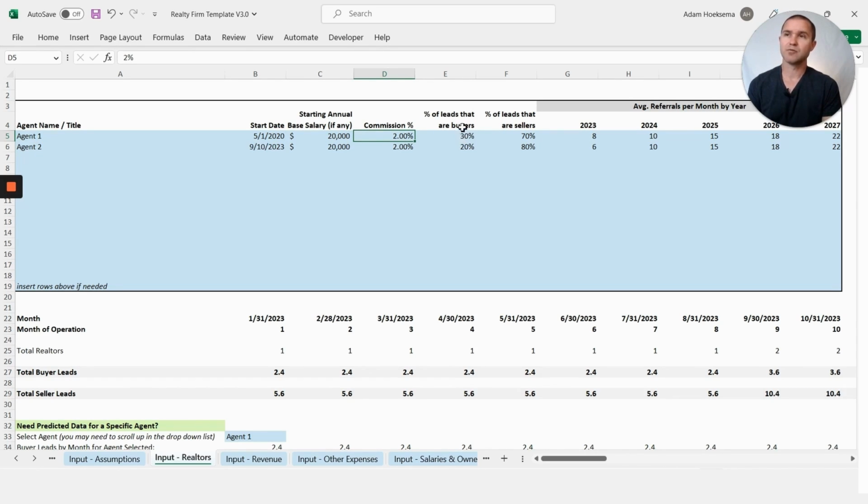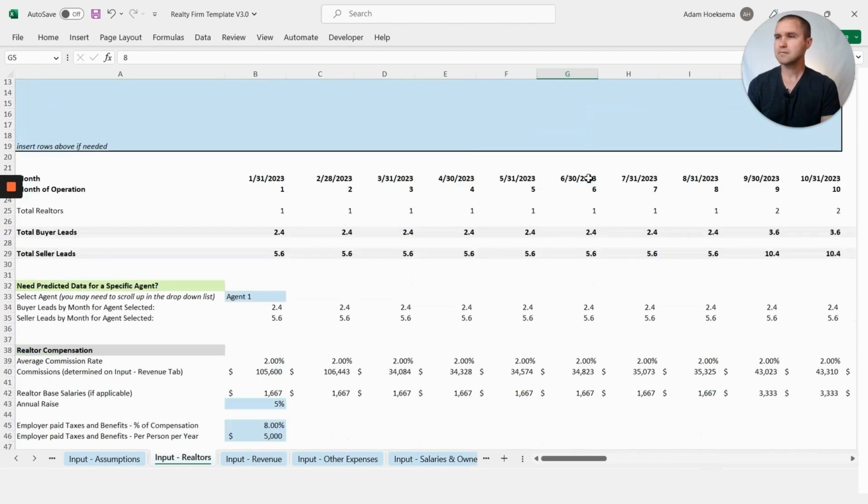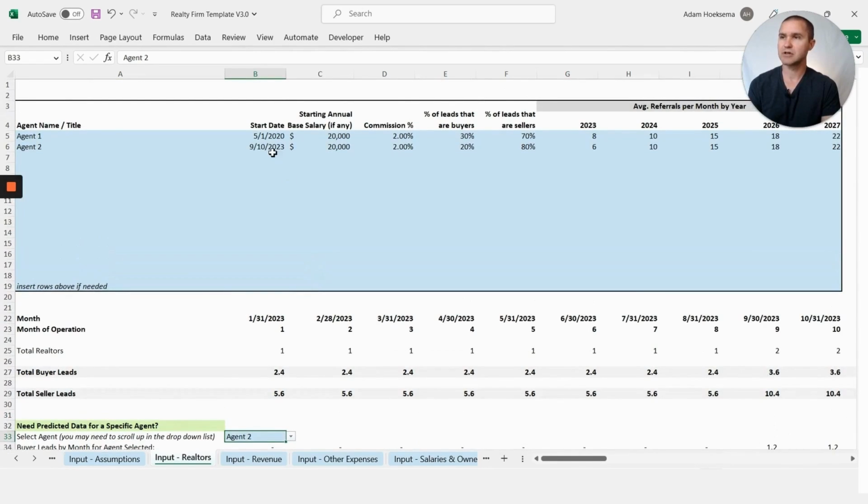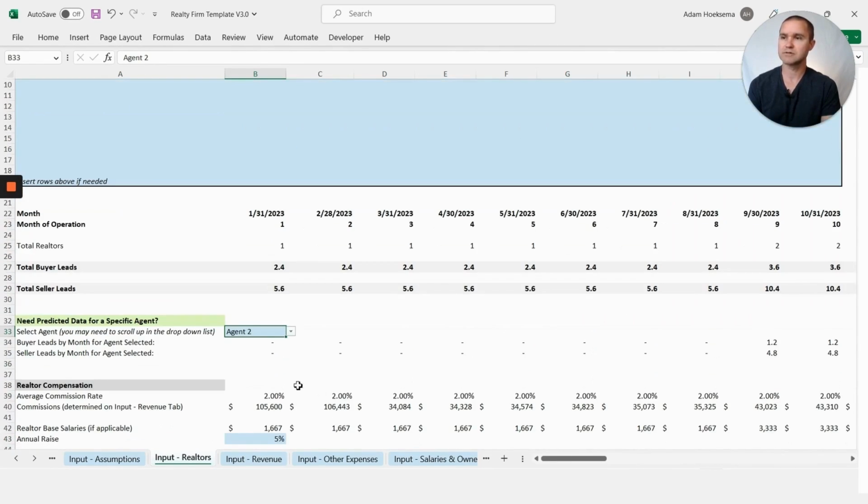And then we also have a breakdown of what percentage of the leads that the agent is getting are buyers versus sellers. And then we can put in the number of referrals per month by year for each agent. So this is how many referrals or leads they are getting each month. Then this will give you that breakdown of the total buyer leads and the total seller leads. This is in total, but if you wanted to see this by agent, you could see that by agent. So we see this agent is not starting until month 9, 2023, so September of 2023.